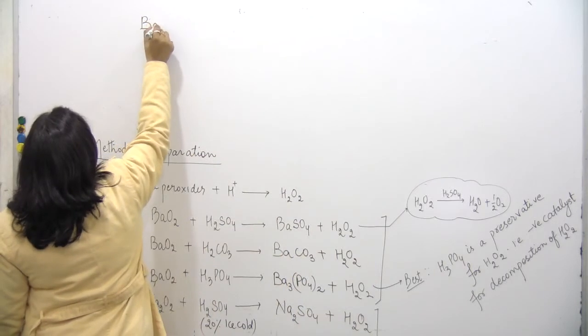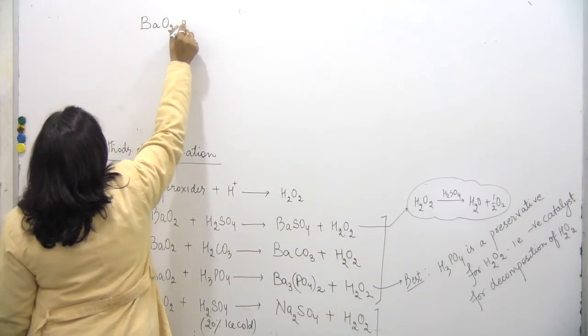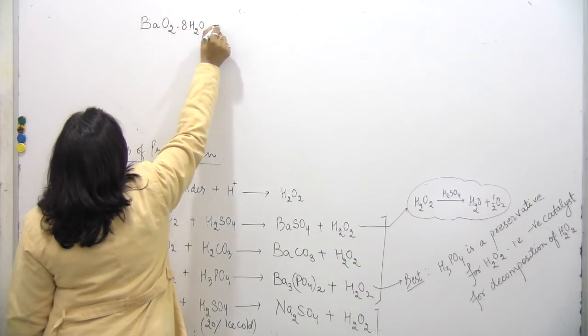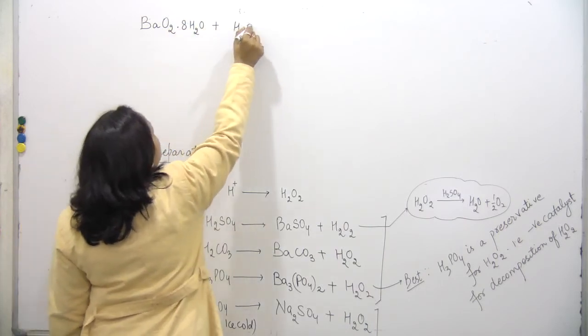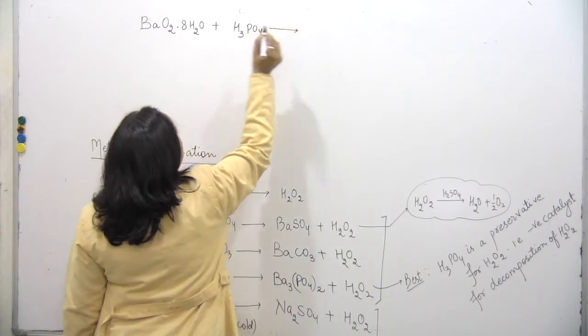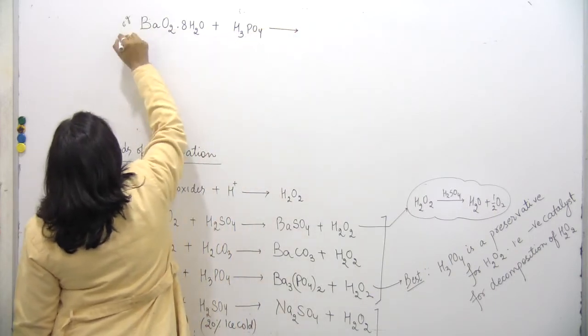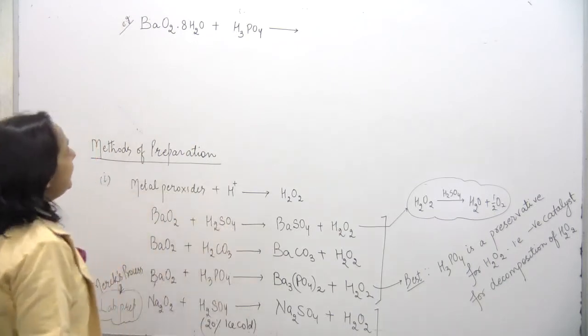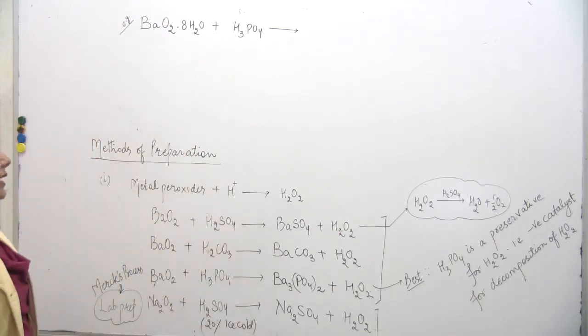In some of the books, it is written as barium peroxide·8H2O, that means a hydrated salt, combined with phosphoric acid. Because barium peroxide is hydrated, that's why it can be written as 8H2O. The reaction will be the same, the answer will be the same. We get barium phosphate plus hydrogen peroxide. So barium peroxide·8H2O means it is going to be the hydrated peroxide of barium. Right?